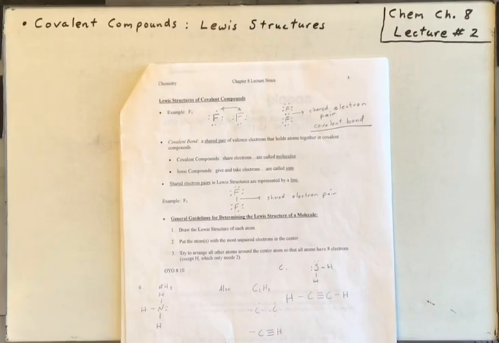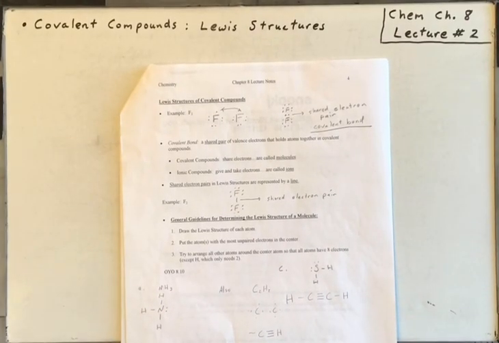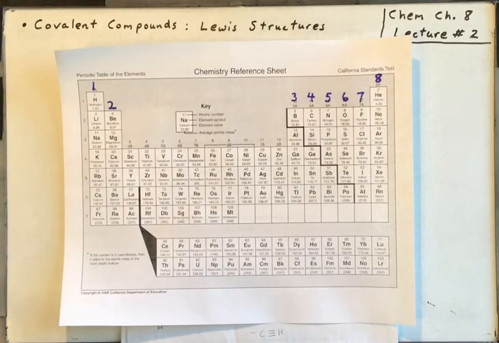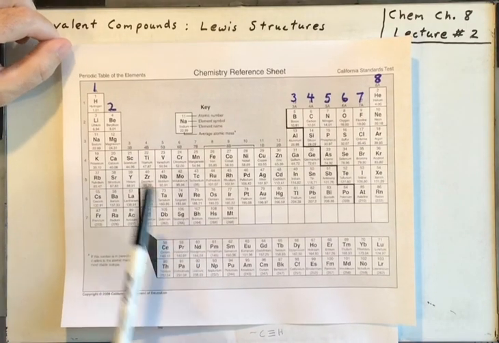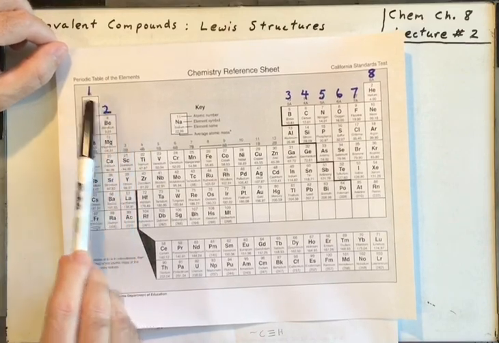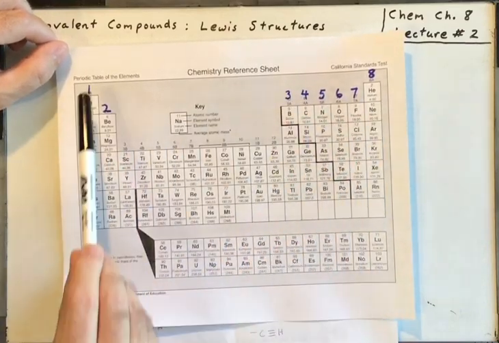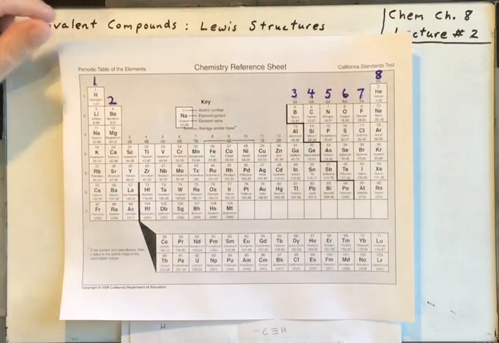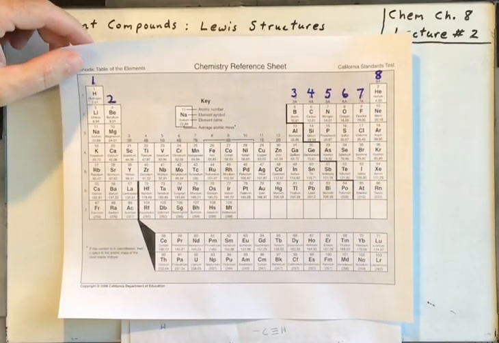This is the second Chemistry Chapter 8 lecture. You'll need to have your notes out. We're at the top of page 4, and have your periodic table handy. So that you can see it better, I went ahead and took a Sharpie and marked the columns of S block and P block. So 1, 2, 3, 4, 5, 6, 7, 8. I'm not sure you could see it all that well on the last lecture.